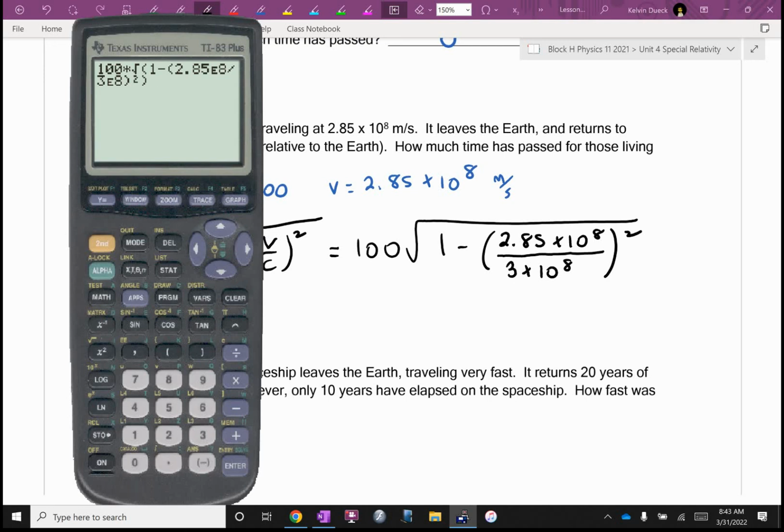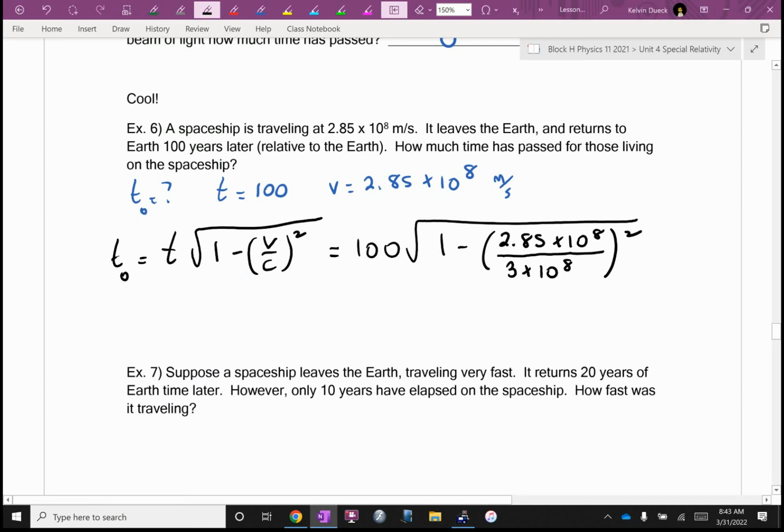I do know that time moves slower on the spaceship. What does that mean? I know I better get an answer less than 100. So there's a bit of a built-in error check if you know the gist of how time dilation works. What'd you get? 31.2? Yep. Okay. 31.2 years. Earth experienced 100 years. The astronauts experienced 31.2 years.